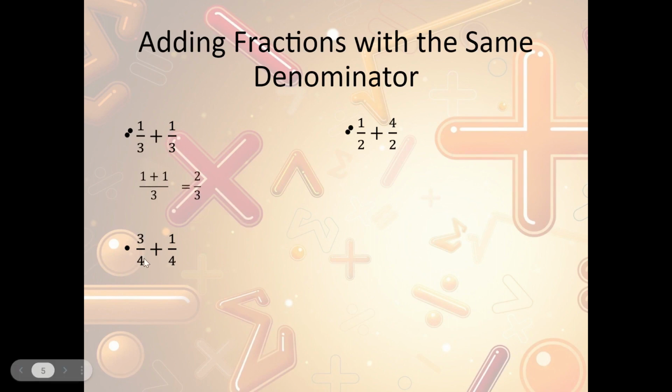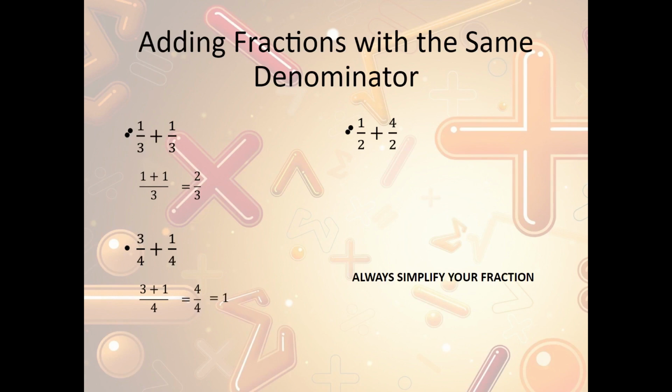Here's another example. We have 3 over 4 plus 1 over 4. Notice, same denominator, so we're just going to add the numerators, 3 plus 1, and that's over 4. 3 plus 1 is 4, so that's 4 over 4. And in reality, this is 4 divided by 4. So we always simplify our fraction, and it's 1.